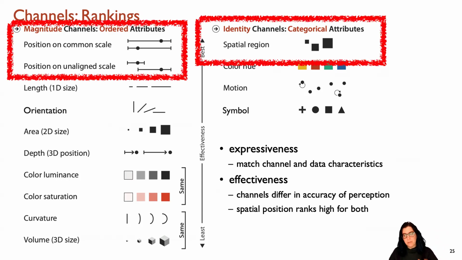And one really important thing to notice here is that something to do with spatial position is both ranking very high with the magnitude channels for the ordered data, both quantitative and ordinal, and also for the identity channels in terms of grouping things into spatial regions. So we'll be talking quite a lot about everything that has to do with position because it is so fundamental to how we perceive patterns in the data.